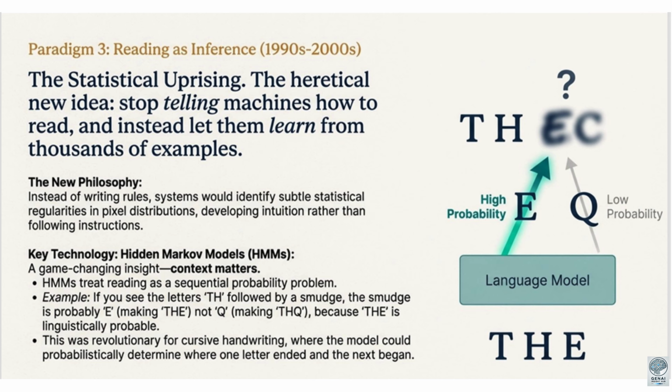Hidden Markov models treated reading as sequential probability. Letters were predicted based on surrounding letters. Example: T8, most likely E, not Q. Context helped fix unclear or smudged text. The diagram shows a blurred letter being interpreted by a language model. The model calculates probabilities and selects the most likely character. This transformed OCR into a context-aware system.